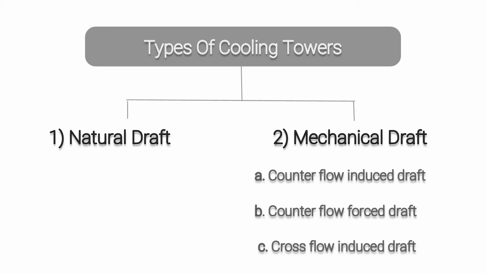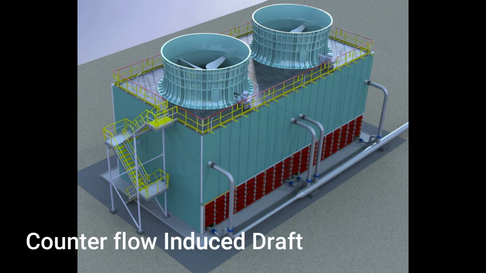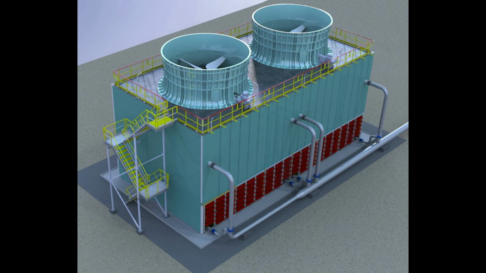In mechanical draft towers, there are subtypes. One is counterflow induced draft, the second is counterflow forced draft, and the third is cross flow induced draft. In counterflow induced draft, the directions of flow of water and air are counter, meaning opposite to each other, and induced draft means the location of the fan is at the top of the cooling tower. That means air is sucked through the cooling tower and exhausted to the atmosphere.